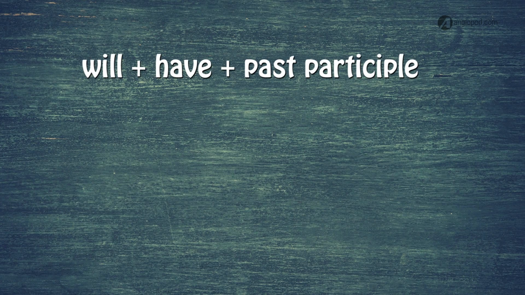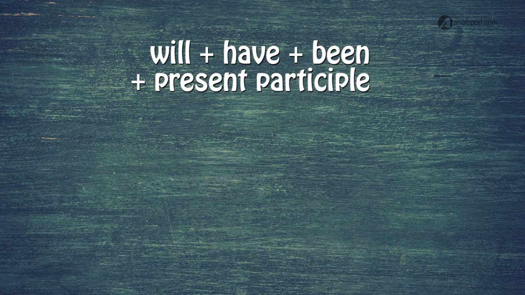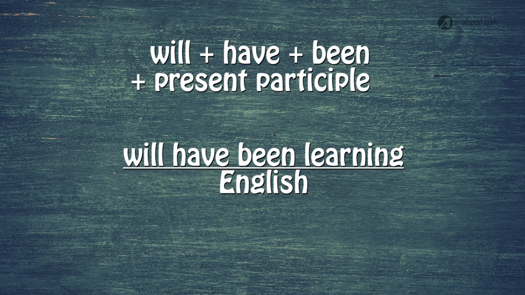Okay, let's look at the form of the future perfect. How do we form the future perfect? So the future perfect simple is formed by using will plus have plus the past participle. For example, will have walked on Mars. The future perfect continuous is formed using will plus have plus been plus the present participle. For example, will have been learning English.